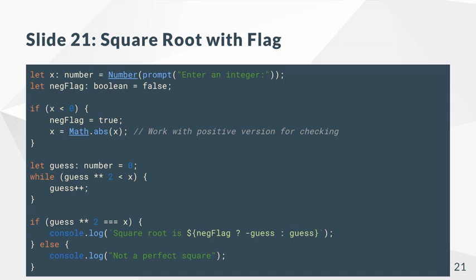Let's integrate that flag into our square root program. At the top, we initialize negFlag equals false. We then check the input. If x is less than 0, we set the flag to true and convert x to its absolute value so that the loop can actually run. At the very end of the script, we check that flag again. If it's true, we can add a helpful note to the user, like, just checking, did you mean the positive version of this number? It makes the program feel much more robust and intelligent.